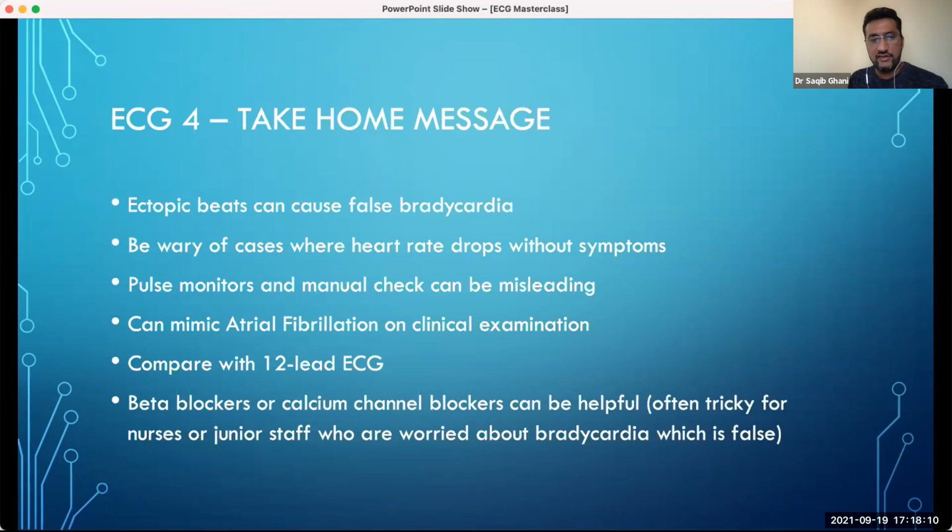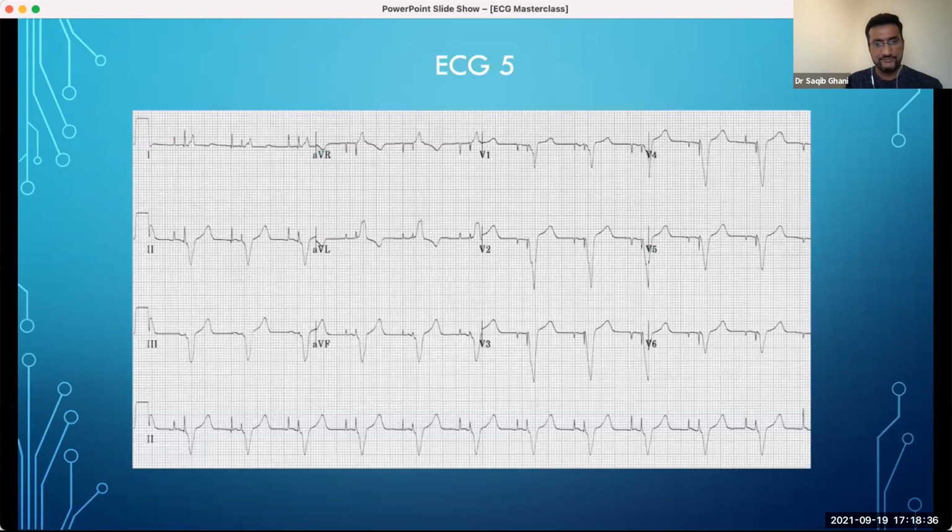The challenge we face as cardiologists is we want to give them beta blockers and calcium channel blockers. But the nurses or junior doctors or trainees or GPs, they might panic. They might think, hold on, have you gone mad? This patient's heart rate is 33 and you're telling me to give beta blockers. How can I do that? The answer to that is this is false bradycardia. This is not true bradycardia. Once you start treatment, the ectopics suppress and paradoxically, the heart rate actually comes up. Okay, so that's the take-home message.